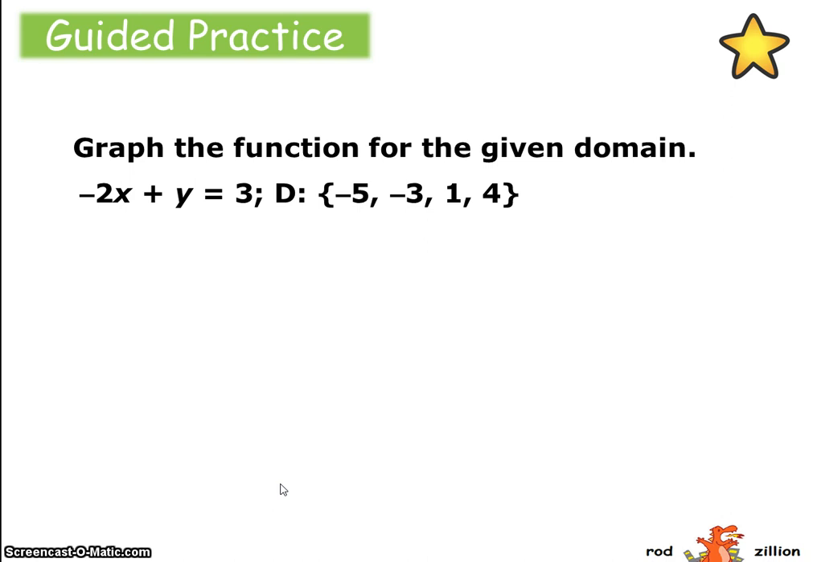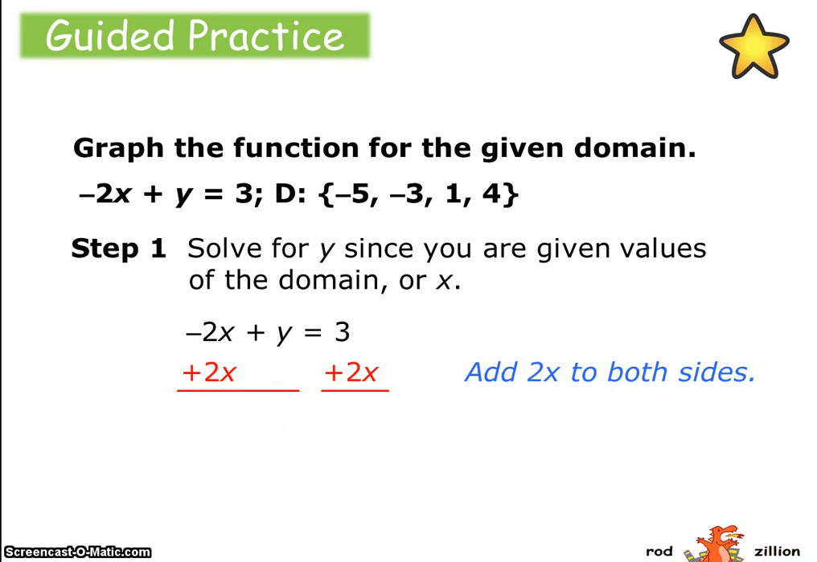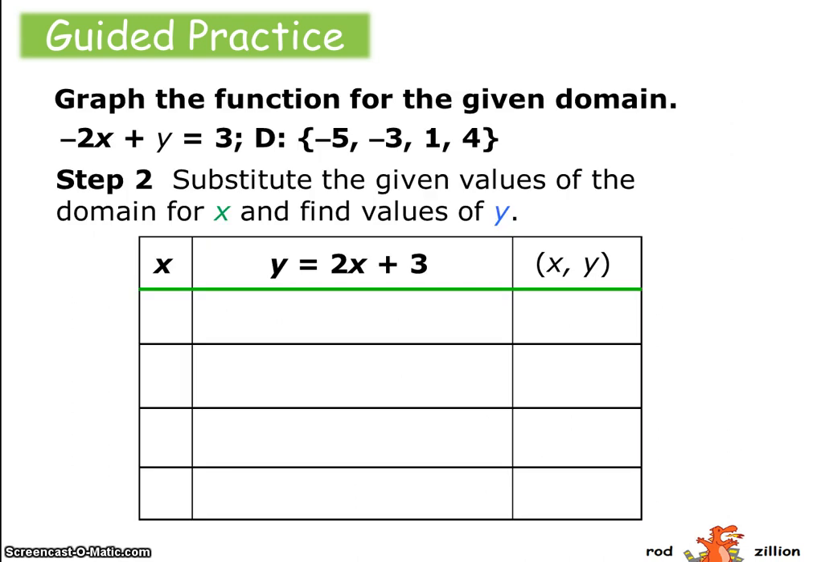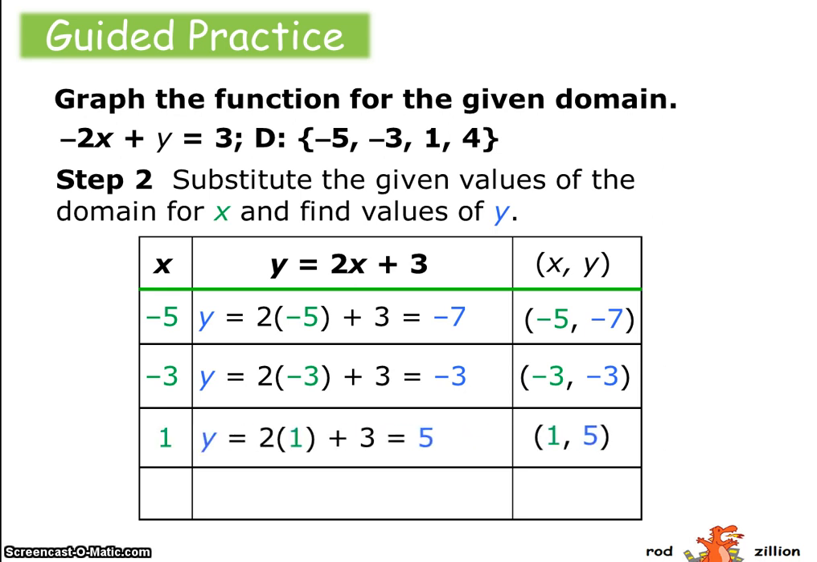Alright, welcome back. So if I'm going to get y by itself, I'm going to add 2x to both sides, like this. That gives me y equals 2x plus 3. Now once we've done that, I'm simply going to sub in my domain values, my x values, into the function 2x plus 3. And I find that when x is negative 5, y is negative 7. When x is negative 3, y is negative 3 as well. When x is 1, y is 5, and when x is 4, y is 11.